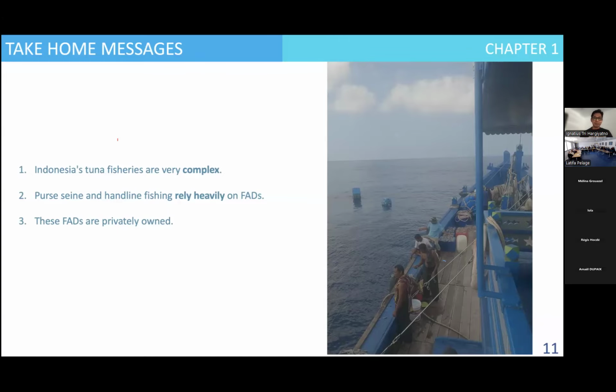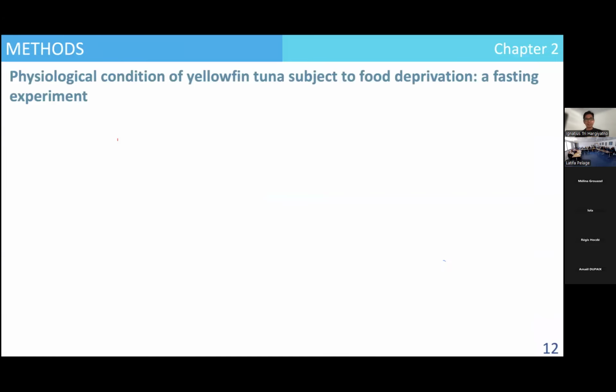My second chapter is related to the physical condition of yellowfin tuna subject to food deprivation, a fasting experiment. The experiment I conducted in October to December 2023. Within the 33 individuals we measured, the fork length ranged from 26 to 71. The experiment location was the Gondol Mariculture Laboratory in North Bali, Indonesia. This is one of the two captive tropical tuna facilities, besides the one in Panama.